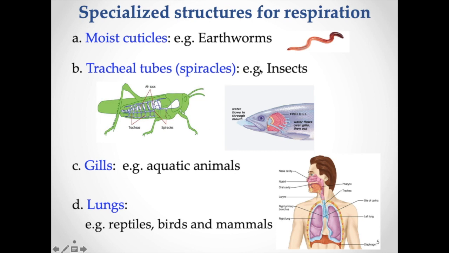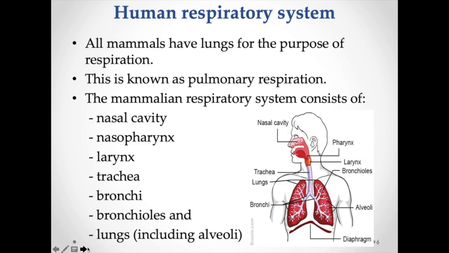The amount of oxygen required by different organisms is quite different. We as mammals require more energy and therefore our oxygen requirement is more. Human respiratory system. All mammals have lungs for the purpose of respiration, and this is known as pulmonary respiration. The mammalian respiratory system is mainly made up of the nasal cavity. The nasal cavity has an opening outside, called the nares, N-A-R-E-S.